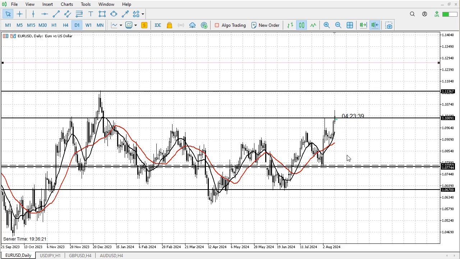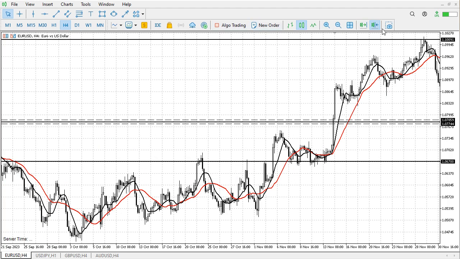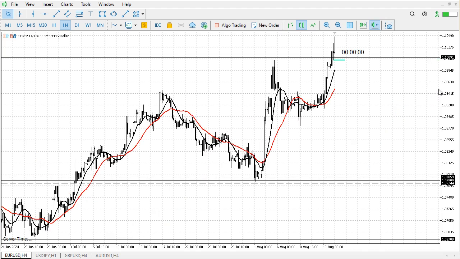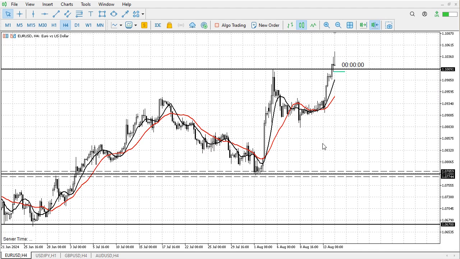So I expect the price to still move considerably, up to this level, but I need to see good price action. So on the 4-hour time frame, we can see that price is still far away from structure. So what we're waiting for is price to come to structure.